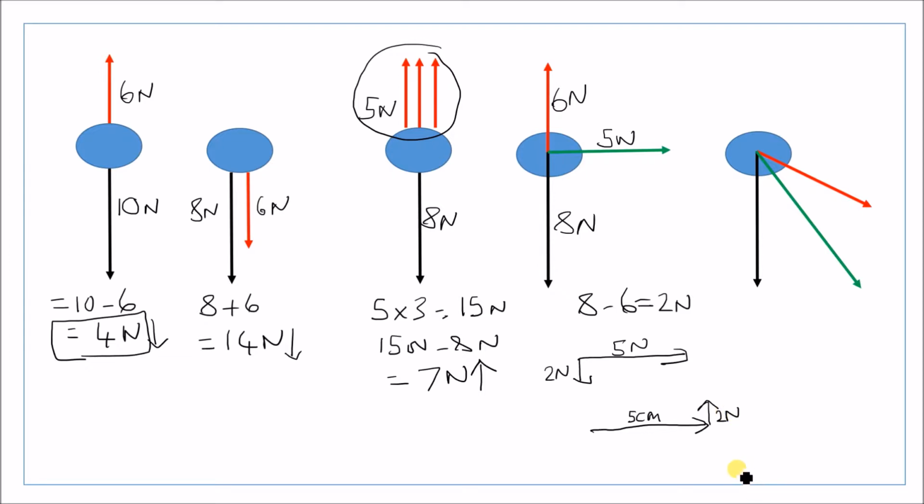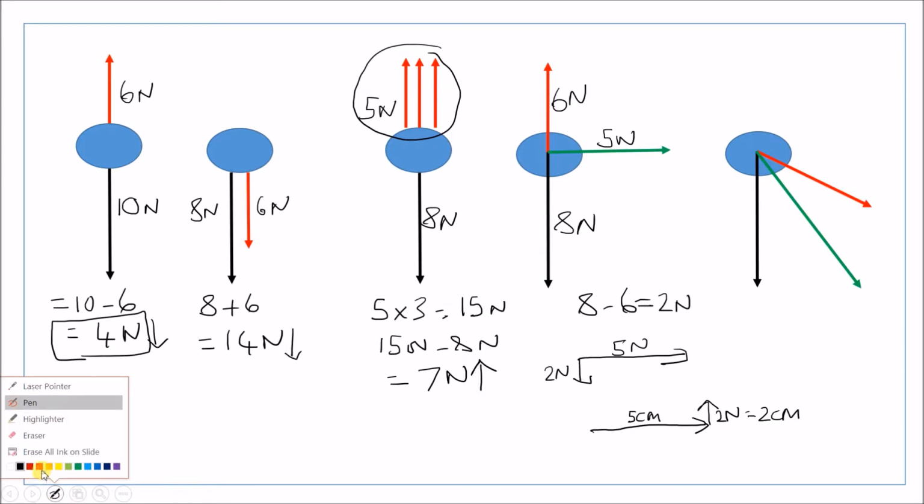Okay, now when I've done that, if that was 5 centimeters representing 5 newtons, then that must be 2 centimeters up. So the scale is that 1 newton equals 1 centimeter. So 2 newtons is going to be 2 centimeters. Okay. Now, how do I work out my resultant force?